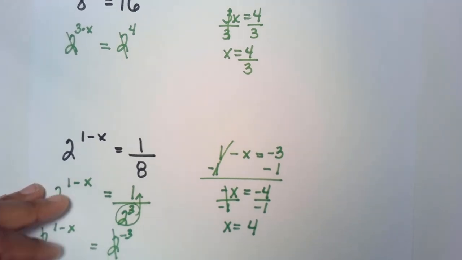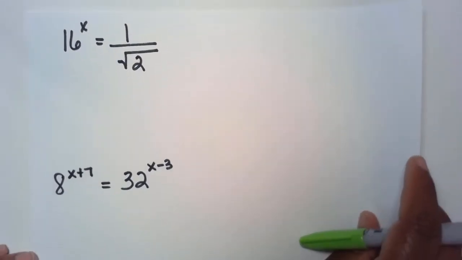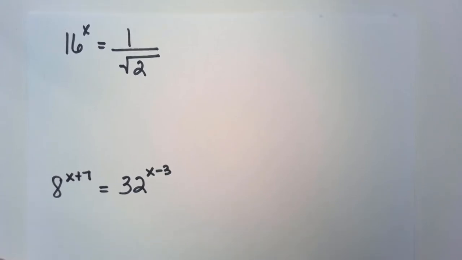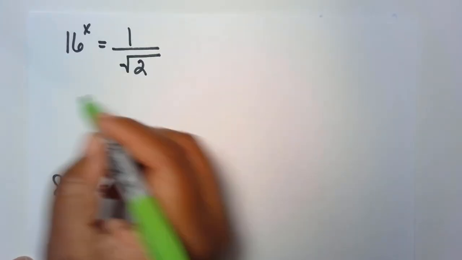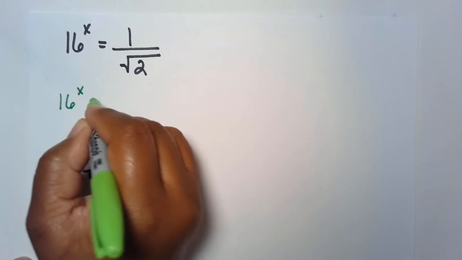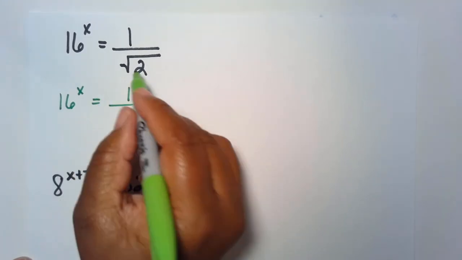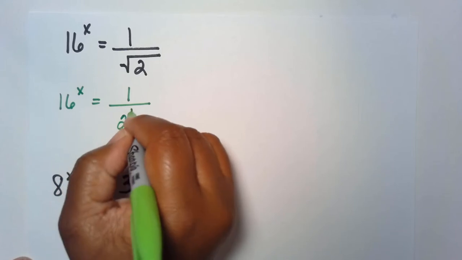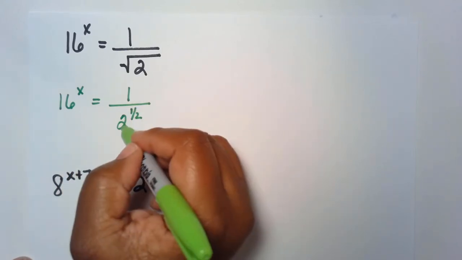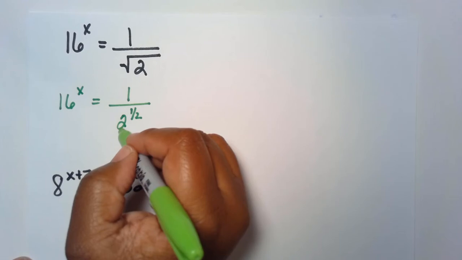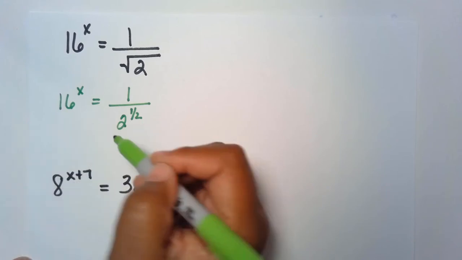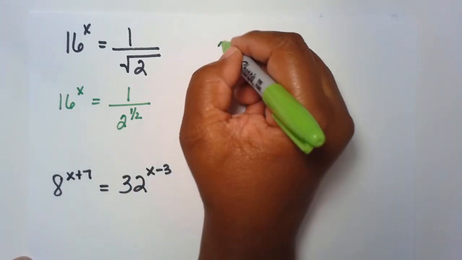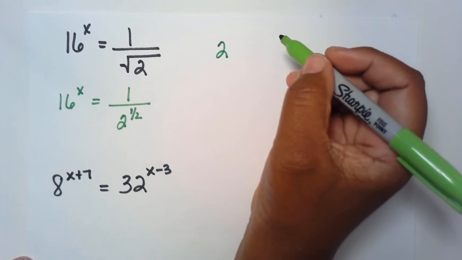Okay, some more examples. I like to give a lot of examples so you can have a lot of practice in different types of equations. All right, so 16 to the x is equal to 1 over the square root of 2. First things first, let's convert this square root to a power. So 2 to the 1/2. Now that our base here in the denominator is 2, raised to the 1/2 power, we need to make the base on the left-hand side a 2. So 2 to the what power would give us 16?